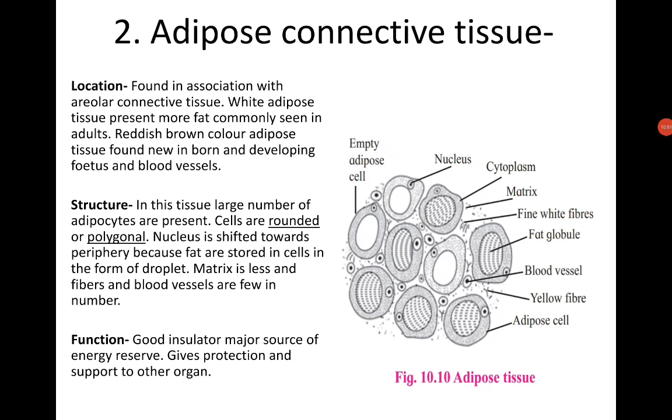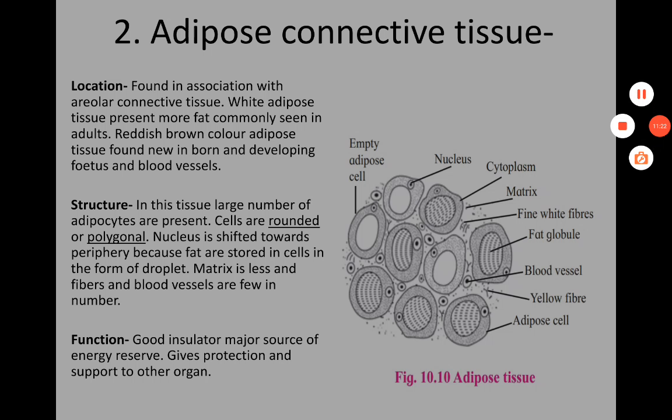Location. Adipose connective tissue is found in association with areolar connective tissue. White adipose tissue, with more fat, is commonly seen in adults. Reddish brown adipose tissue is found in newborns and the developing fetus, and in blood vessels.